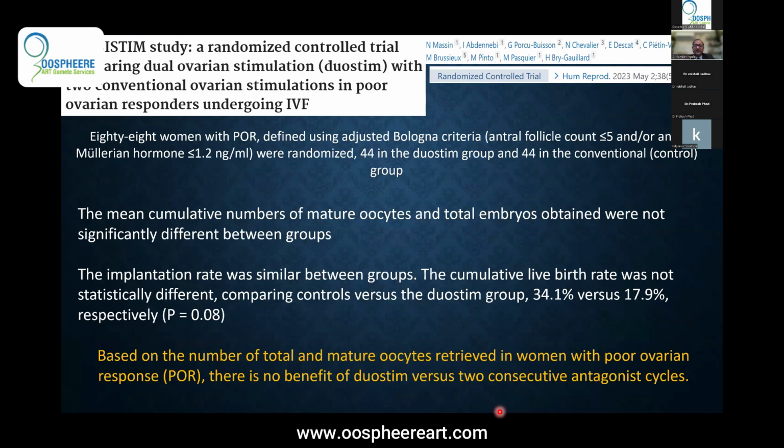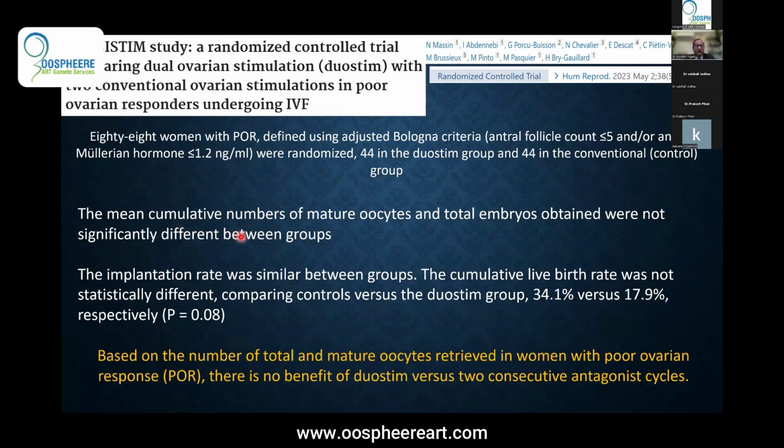Now this is a very good study which has given some kind of insight. Can we use dual stimulation in poor responders? So 88 women with POR, according to Bologna criteria, were equally divided into two groups. One group received dual stimulation as we have understood, and 44 were in a conventional group where you do a single follicular stimulation.